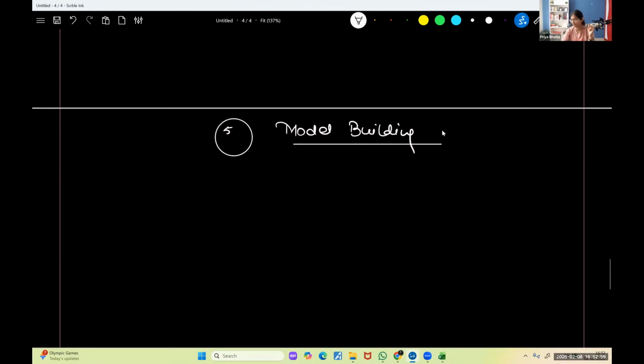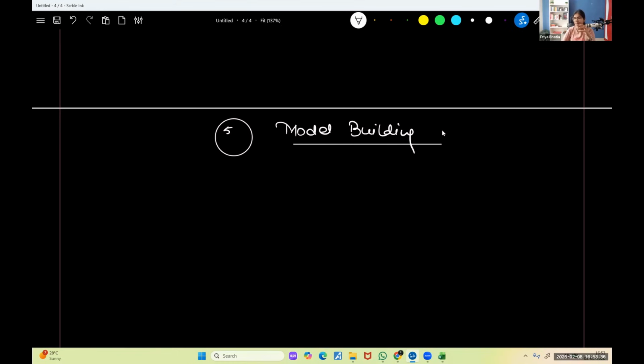Now, what will happen inside this model building? Just a few minutes back, I told you that we have two different approaches to solve any machine learning problem. It could be supervised, it could be unsupervised. In supervised also, we have two further subcategories: either we are focusing on a classification task or a regression task. Do you guys remember that?